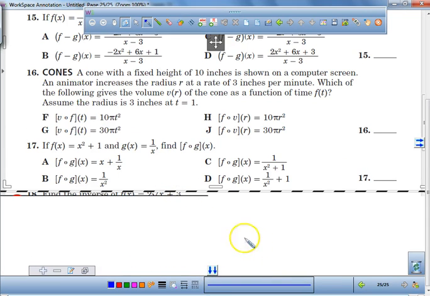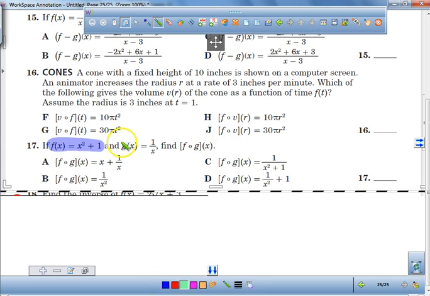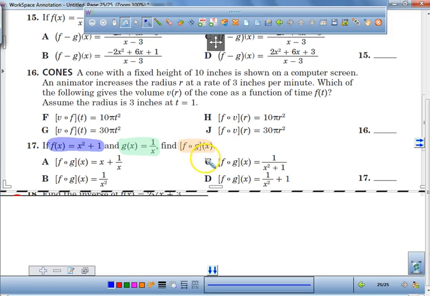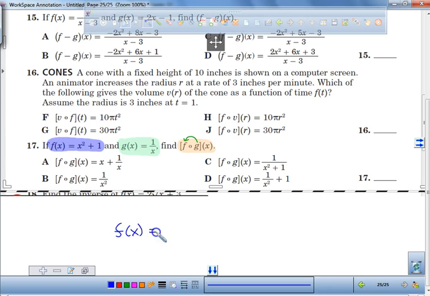All right. Number 16 was a difficult problem. Number 17 is not going to be that difficult. We have two functions. We have f of x, it's given to us, and we have g of x right here. This one says f of what? We've got to find f of g. Now what does that mean? That means you've got to take g of x and plug it into what? F of x. So if f of x equals x squared plus 1, what is f of g of x equal to?